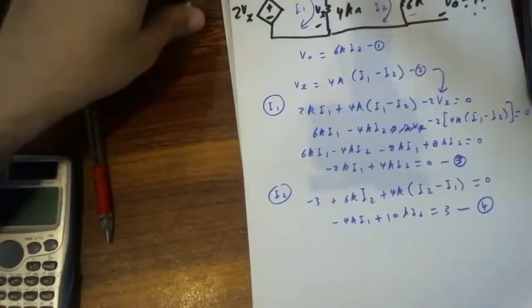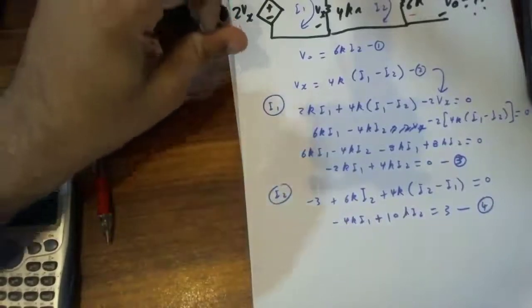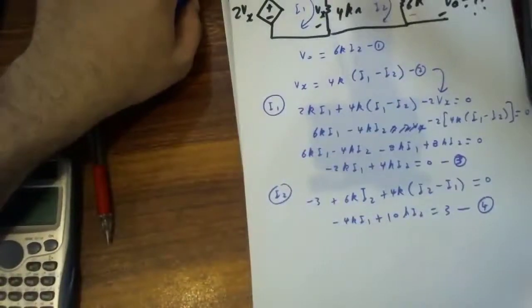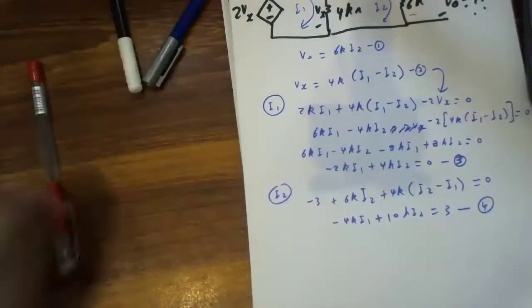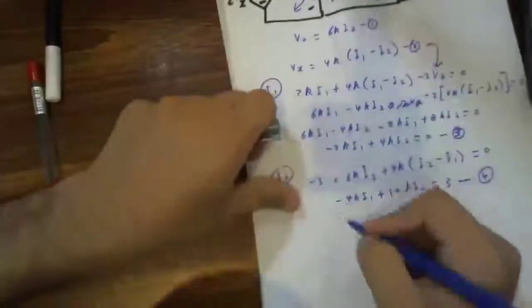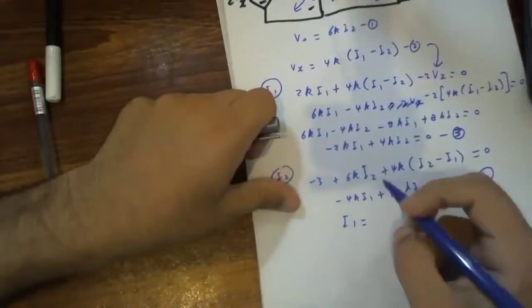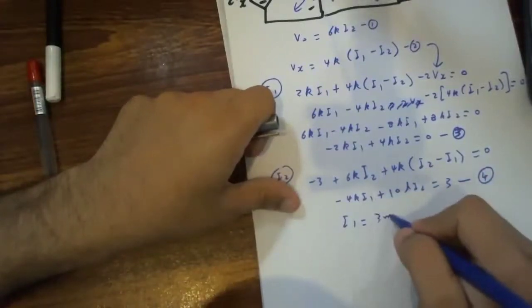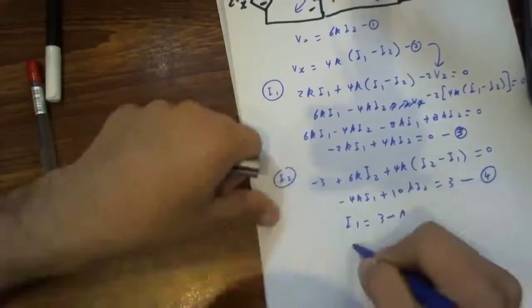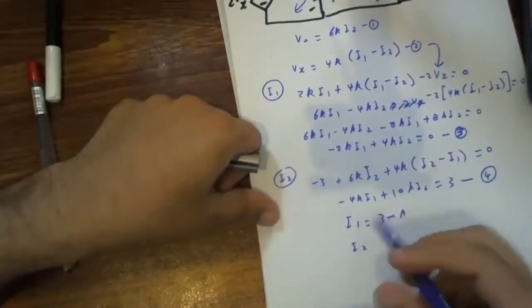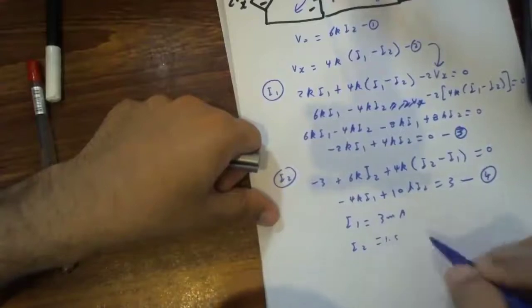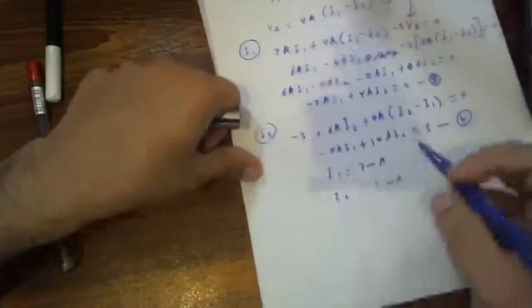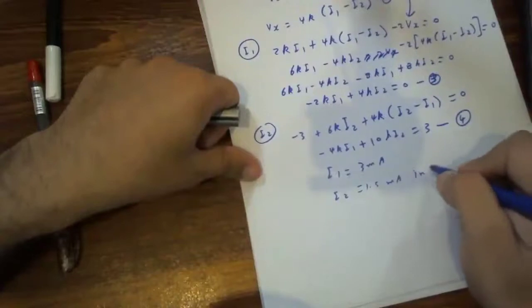In equation number 3 and equation number 4, we have two unknowns. One is I1 and the other one is I2. So by using the calculator, we can find out the value of I1 as well as the value of I2. So by solving, the value of I1 will be equal to 3 milliamperes and the value of I2 will be equal to 1.5 milliamperes. Substitute this in equation number 1.